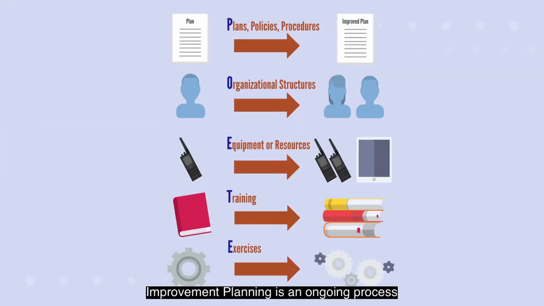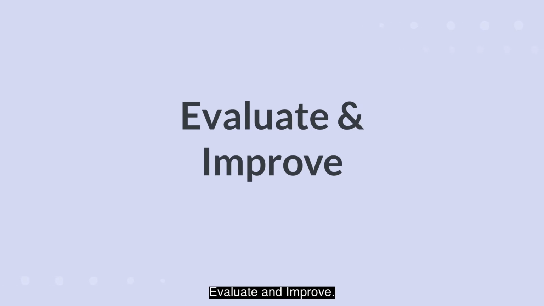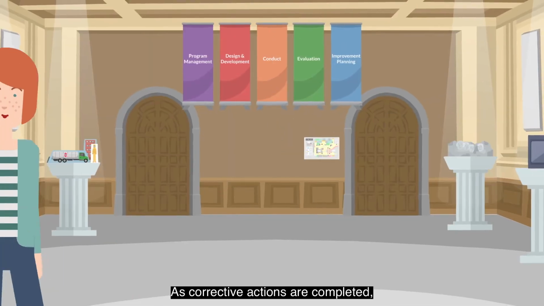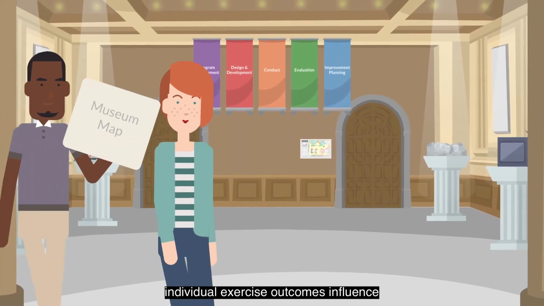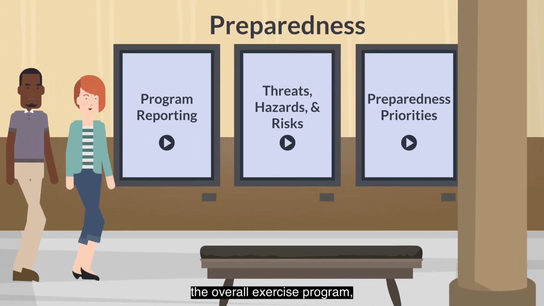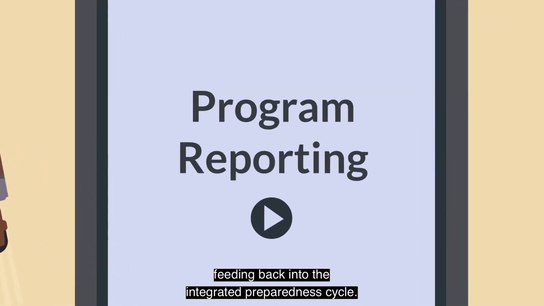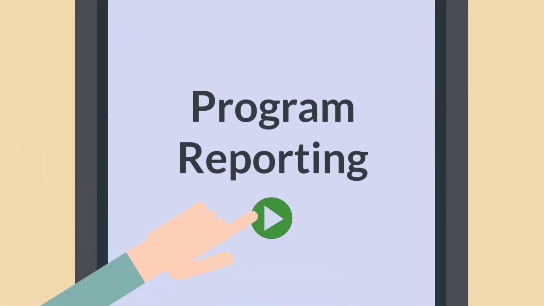Improvement planning is an ongoing process by which identified areas for improvement from exercises are turned into a to-do list of measurable corrective actions with the intent to strengthen capabilities. Evaluate and improve. As corrective actions are completed, individual exercise outcomes influence the overall exercise program, feeding back into the integrated preparedness cycle. Program reporting.